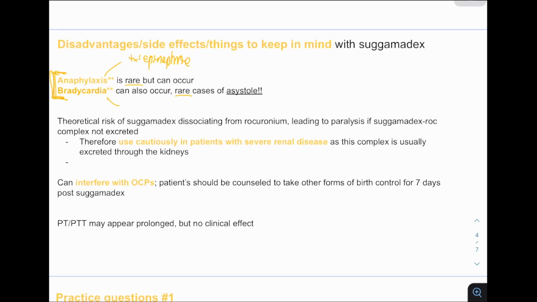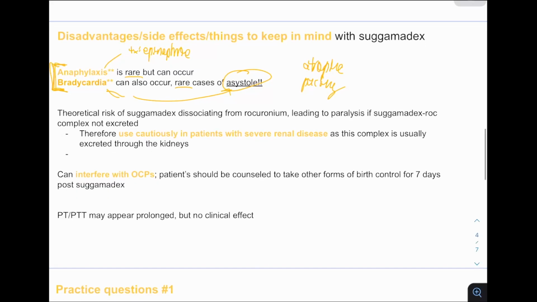And then the bradycardia can sometimes be so severe that patients go asystolic. So there are case reports of that happening. And again, you want to go down the ACLS protocol if you run into that. If the patient just has very severe bradycardia to the 20s or 30s, things like atropine, pacing, those things can help with the bradycardia. But again, you want to keep these two side effects in mind.